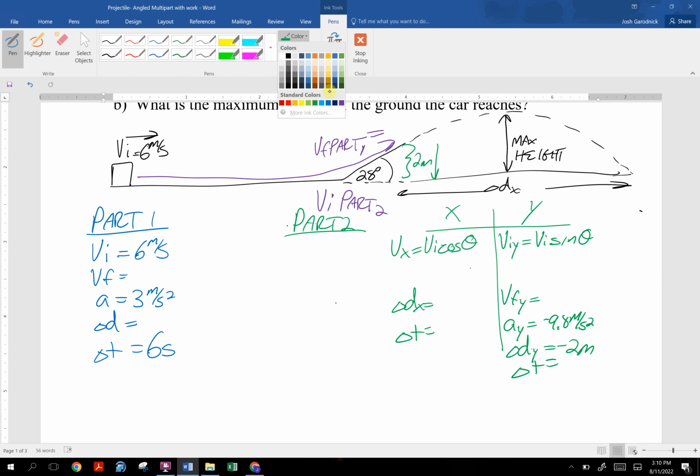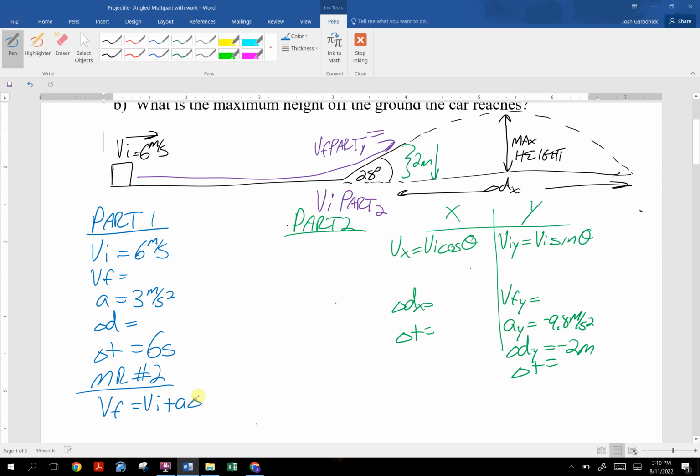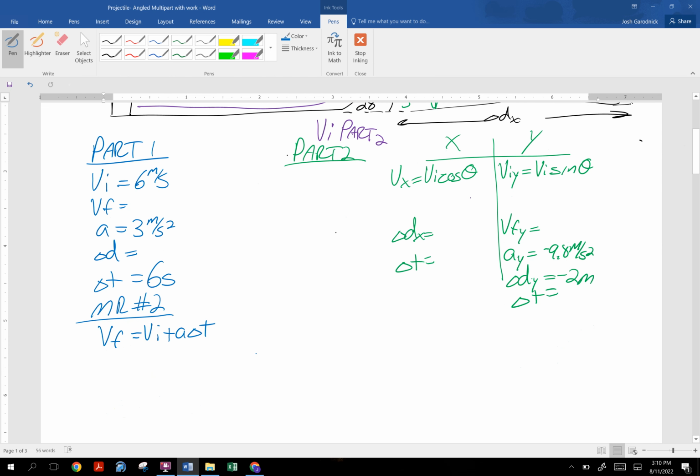Let's get after that. By now, you should know that the most important connection between 2 parts of a problem is that the final velocity of part one is equal to the initial velocity of part two. And I'm going to use math rep number 2 here to figure that out, because that's the only one I can do. So I have the final velocity of part 1 equals initial velocity plus acceleration times time. And we get a final velocity of, I can do this in my head, actually, 24 meters per second.